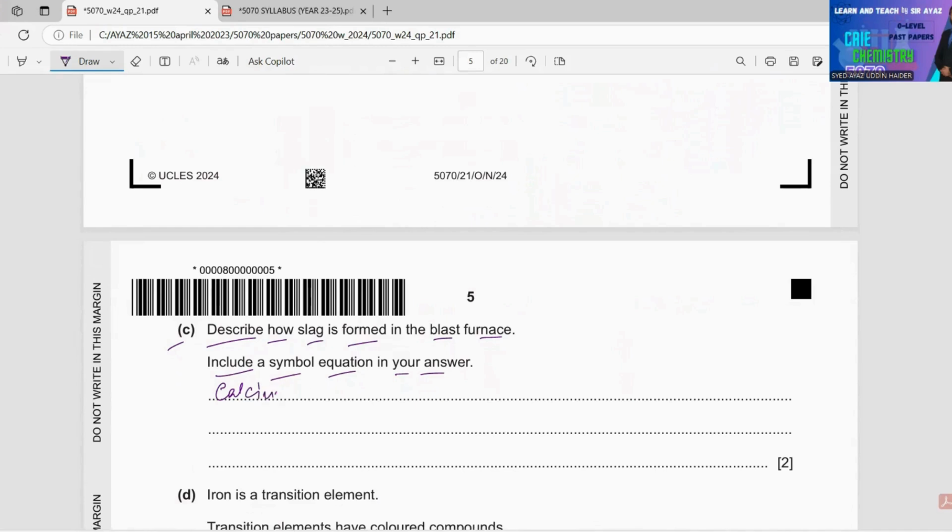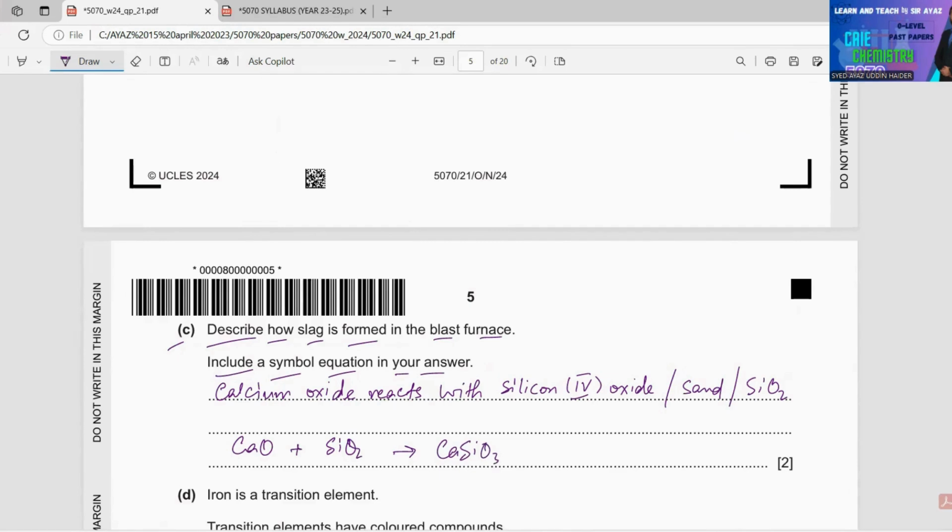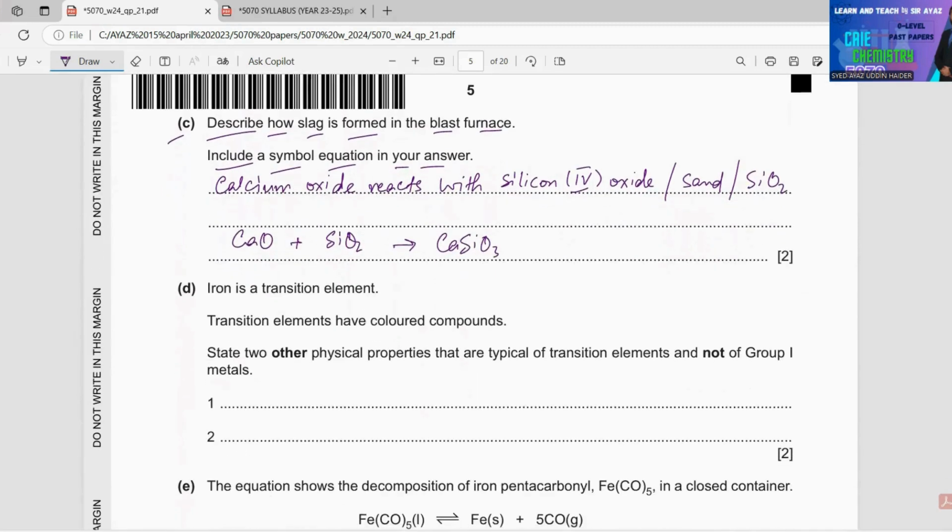Calcium oxide reacts with silicon 4 oxide. Silicon 4 oxide is also known as sand. You can even write the formula, which is SiO2. Now the reaction equation is CaO plus SiO2. The product obtained is calcium silicate, which is CaSiO3.